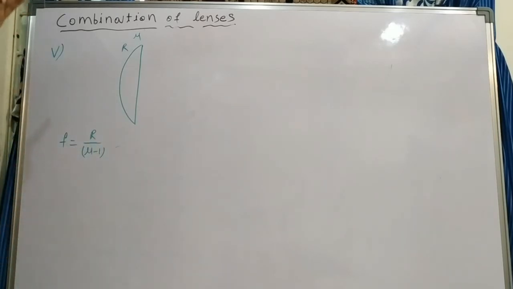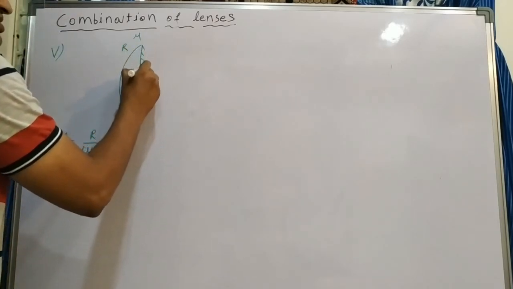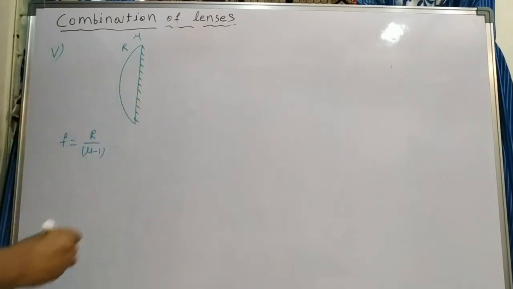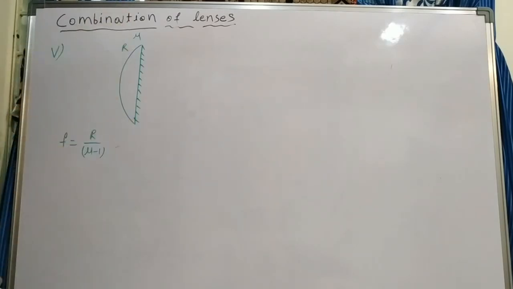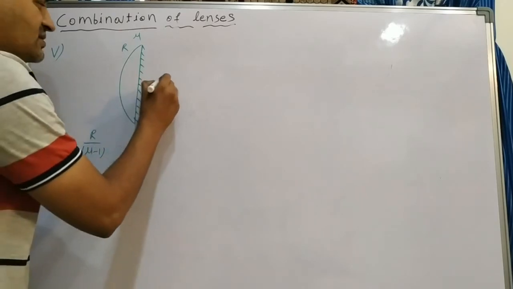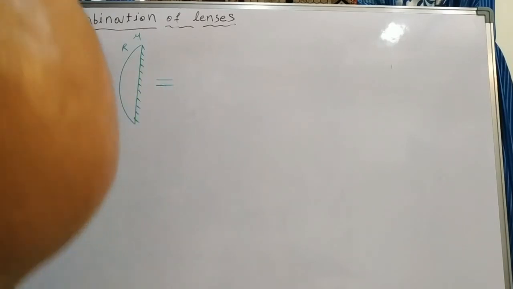What is the focal length of this lens? When you coat this side with silver coating, it behaves like a mirror. We are coating silver on a flat surface, so it behaves like a plane mirror. Then we can write it like this.